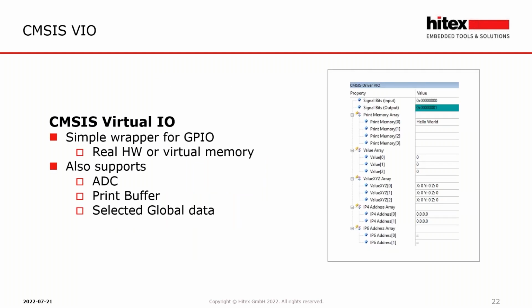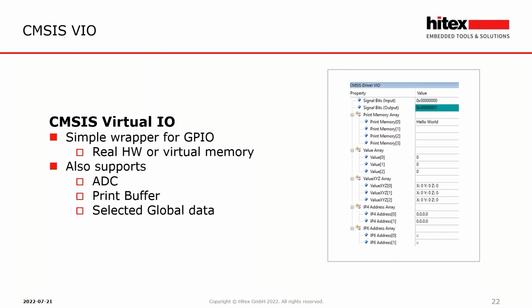One of the newer CMSIS drivers is also a wrapper for our GPIO. This is called CMSIS Virtual I/O, or VIO. It allows us a set of common functions that typically can be used to monitor things like buttons or LEDs on our hardware. It also supports analog I/O, so ADC and DAC, and it provides us a common API to control all of those features.